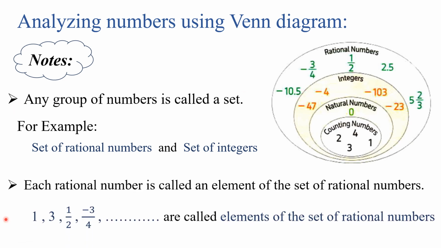Second note, each rational number is called an element of the set of rational numbers, which means that 1, 3, half, and -3 are called elements of the set of the rational numbers.